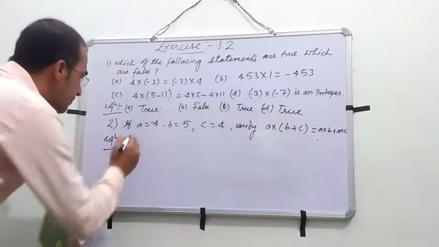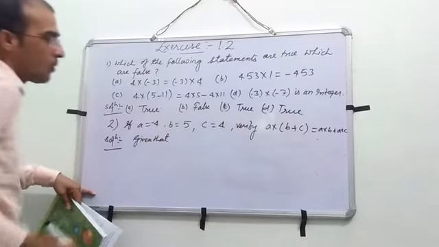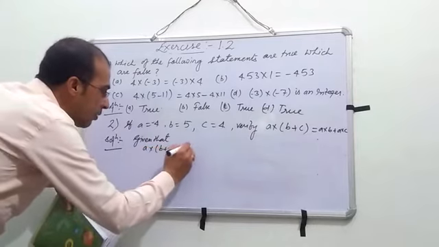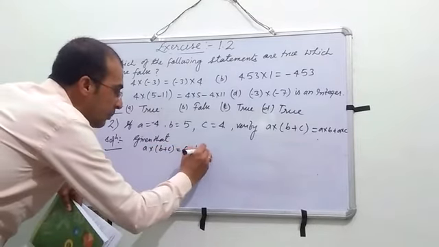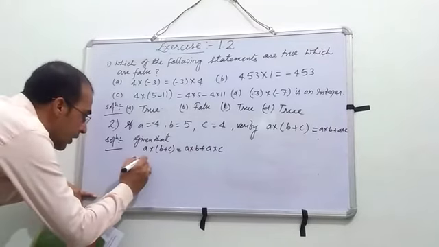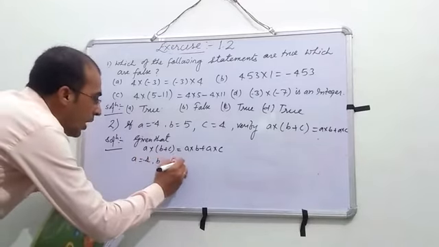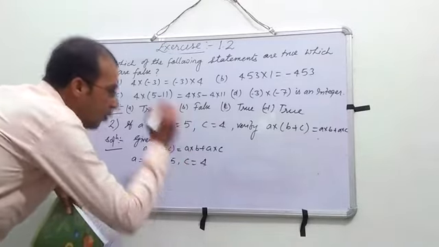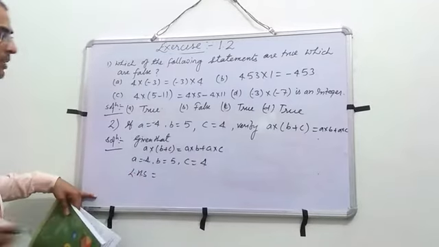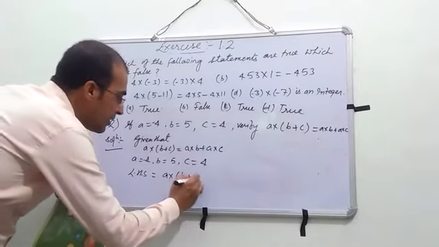Given that A into B plus C equals A into B plus A into C. What is the value? A equals minus 4, B equals 5, C equals 4. Now we can take LHS. What is LHS? A cross means A into B plus C in brackets.